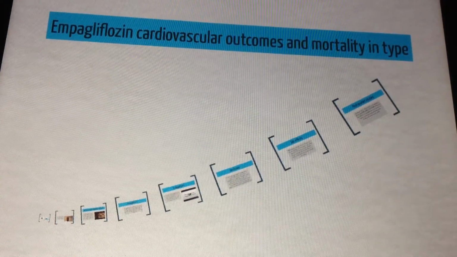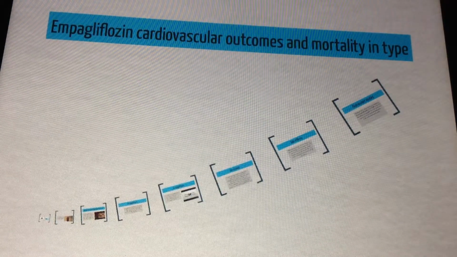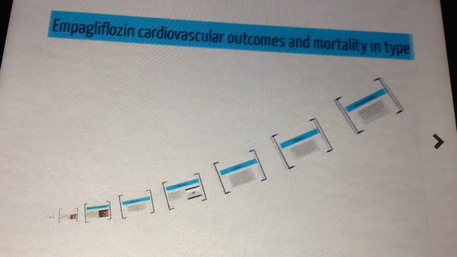Hello everyone, today I'm going to talk about empagliflozin, cardiovascular outcomes and mortality in type 2 diabetes.